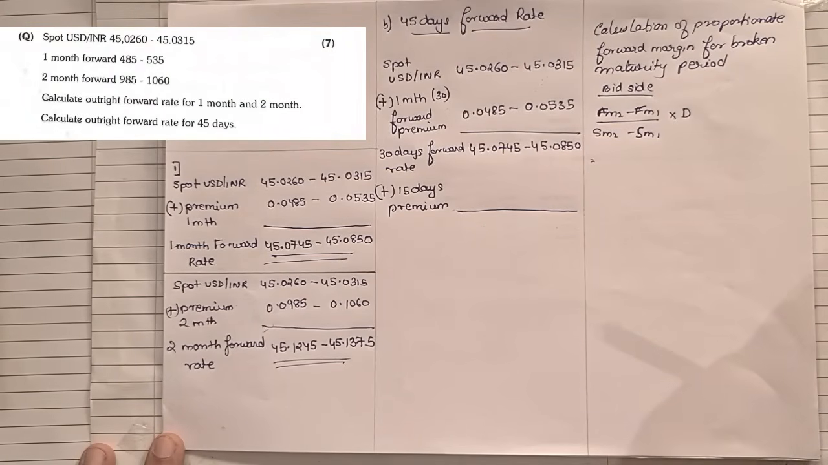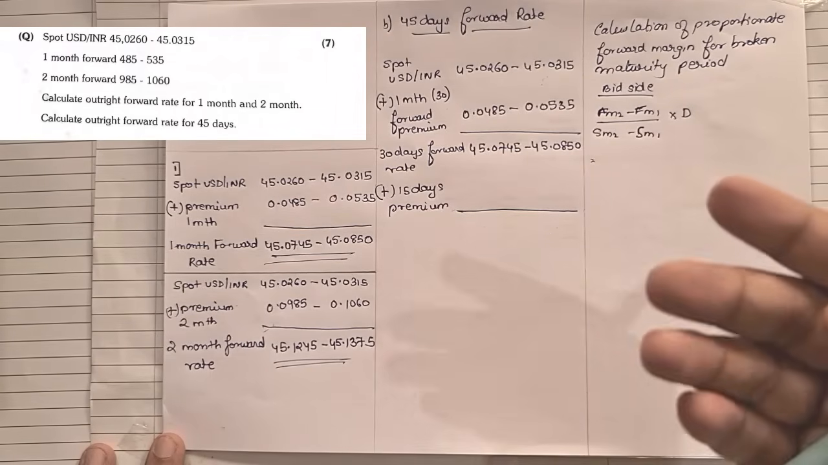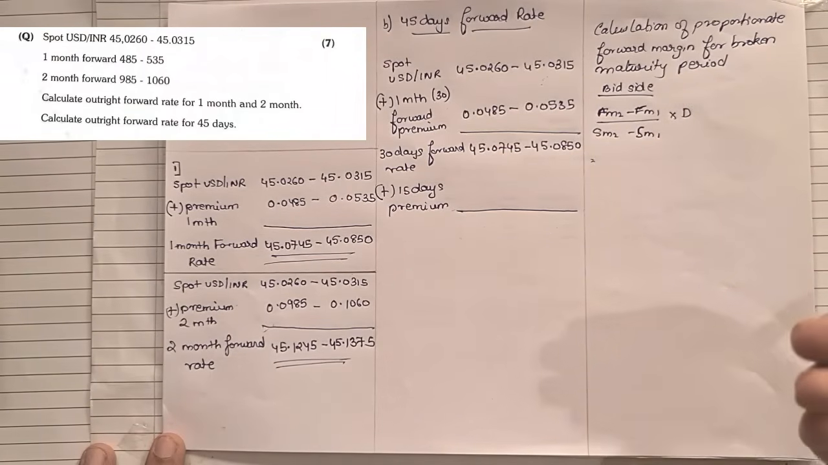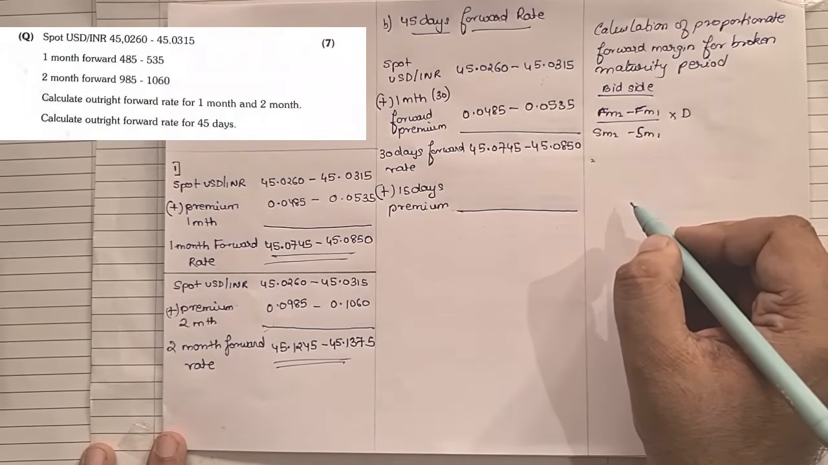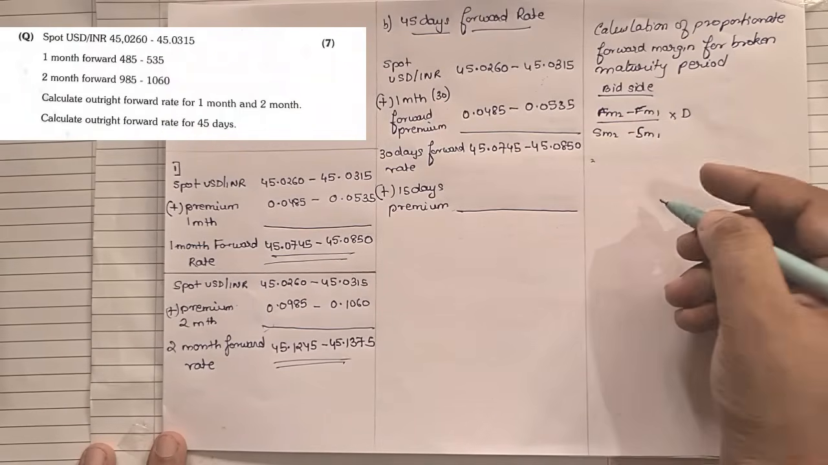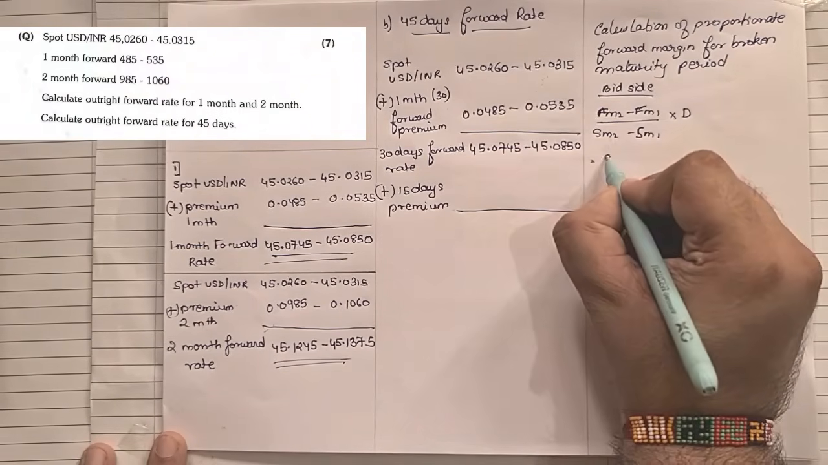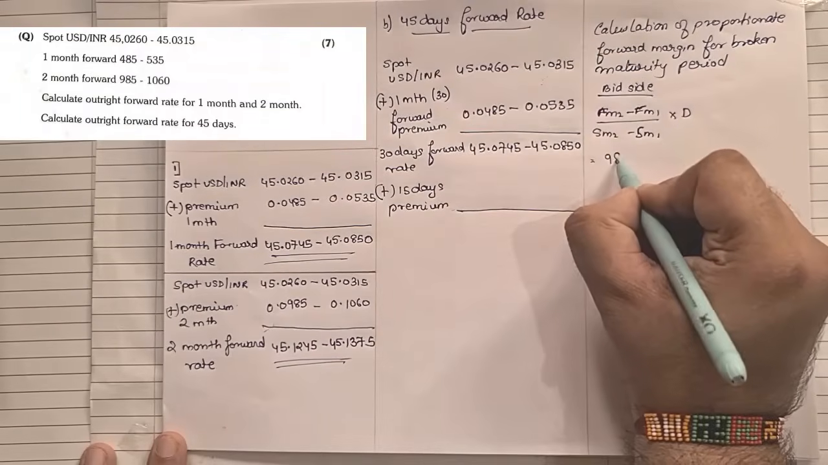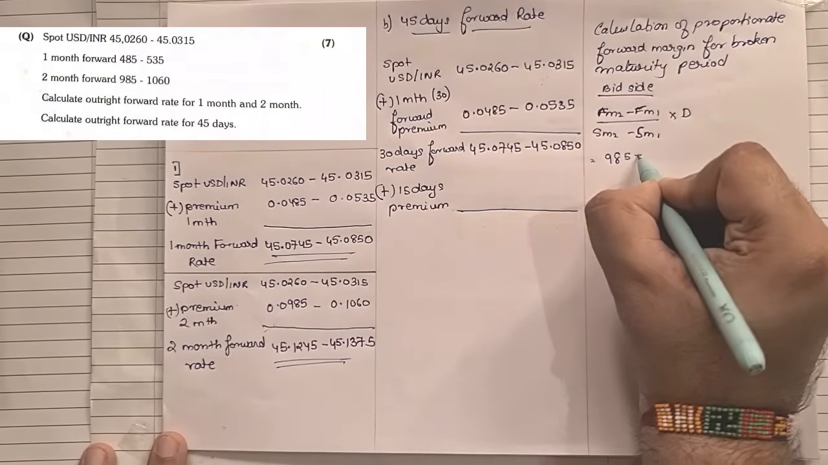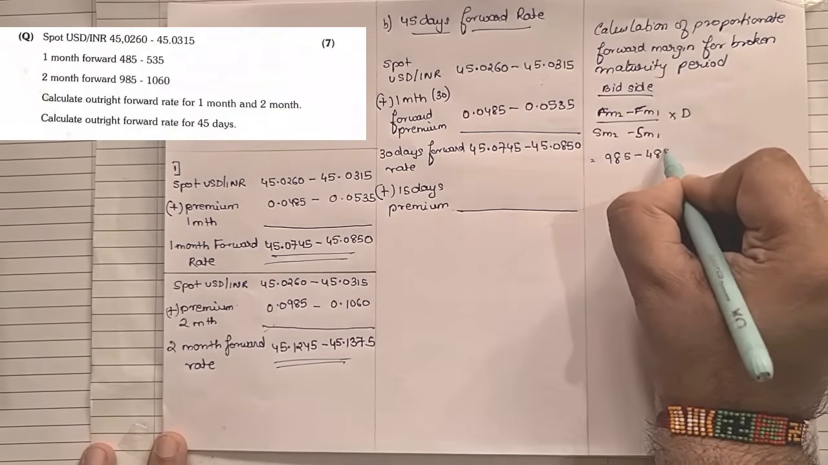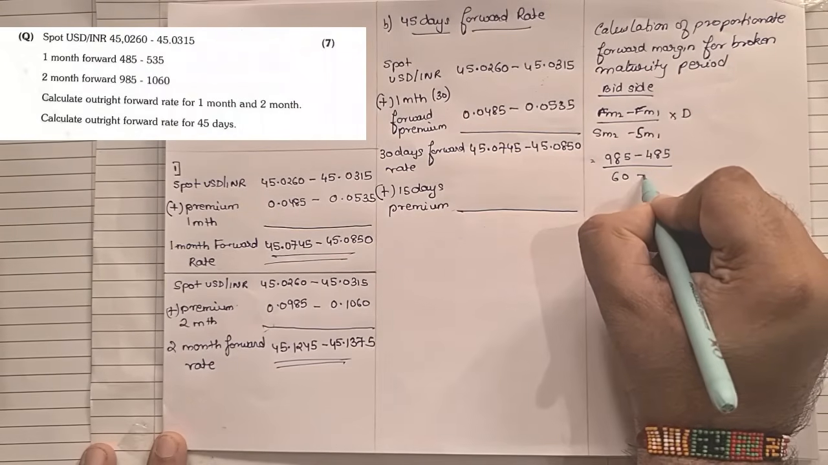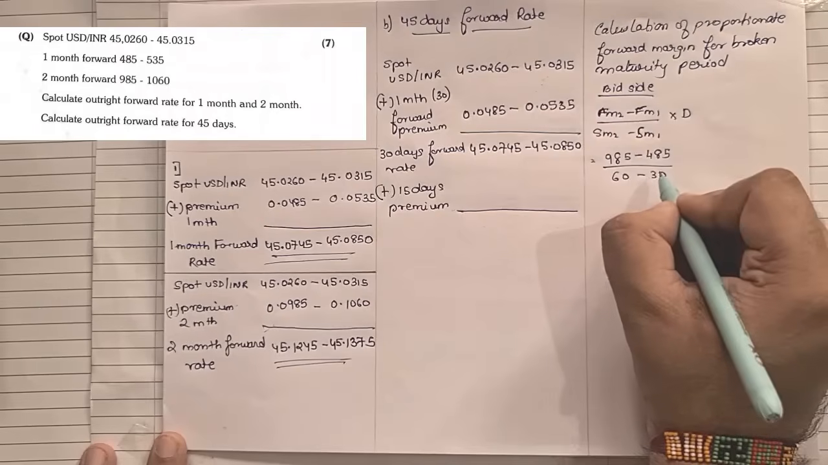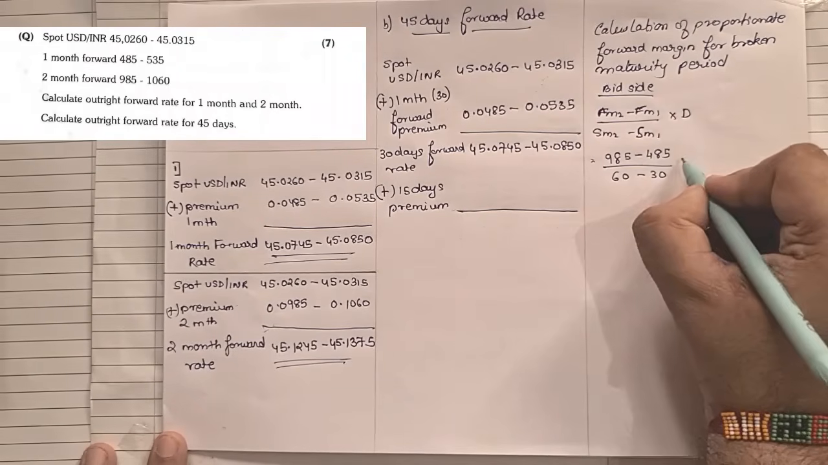Check that the value comes in between what. Now 45 days comes in between 1 month and 2 months. So the difference between FM2 and FM1 is nothing but, they are giving you 985 bid points and 485 the bid point of the first. So that's the difference: 985 minus 485. S is for the time, so 2 months is 60 days and 1 month is 30 days. So 60 minus 30 into the duration.